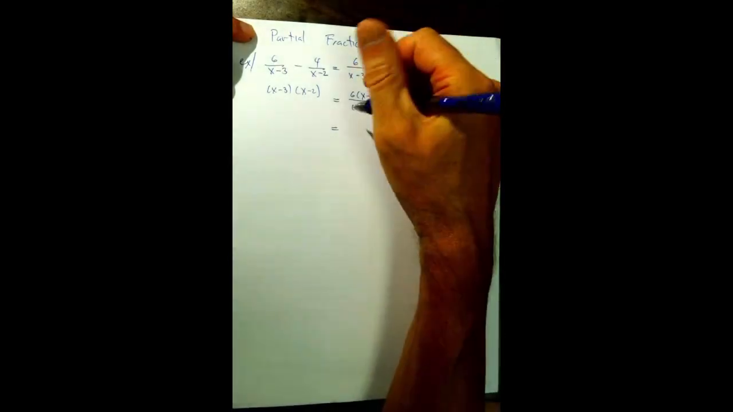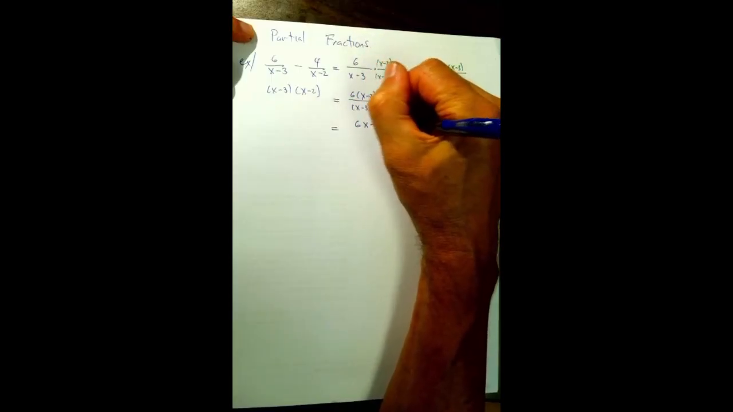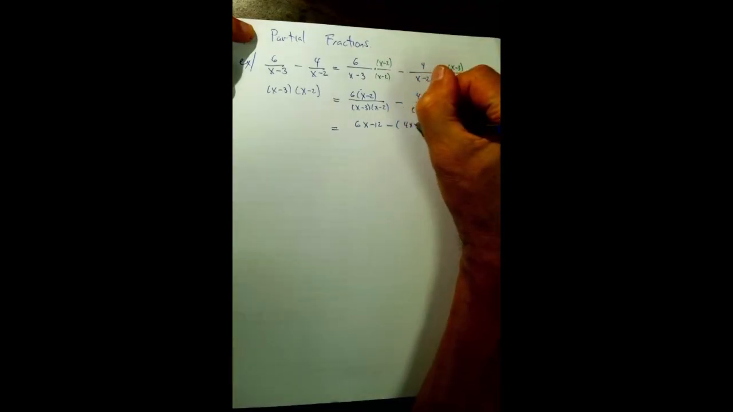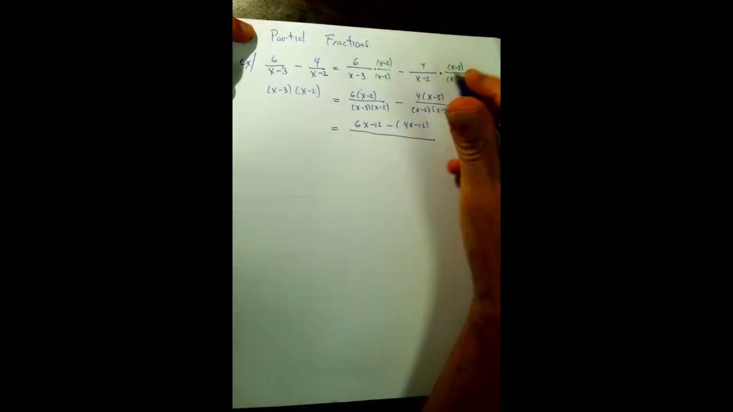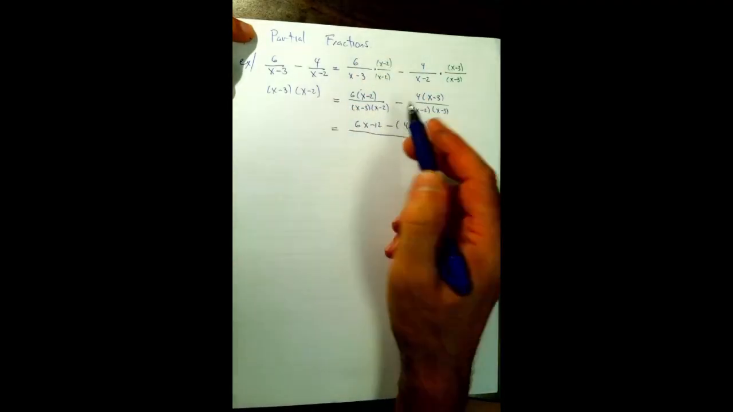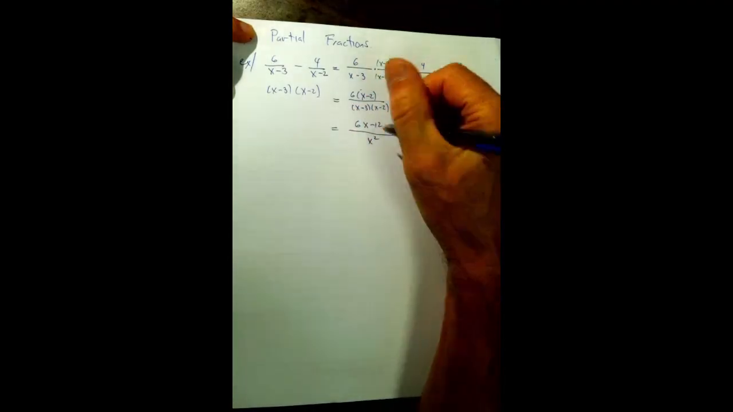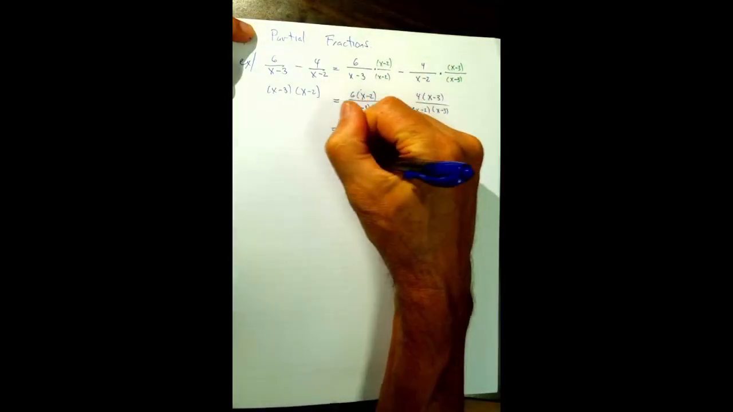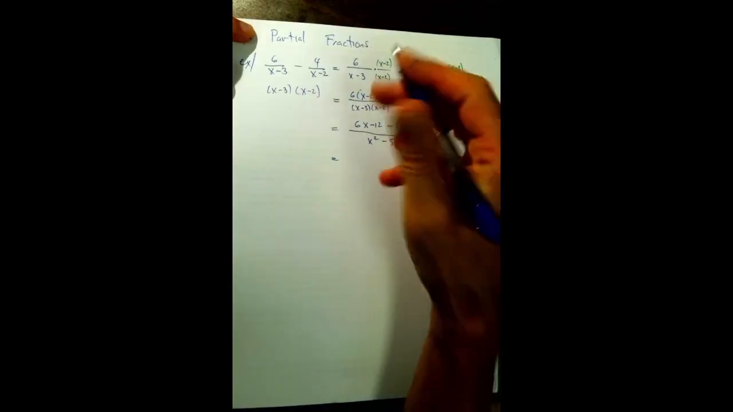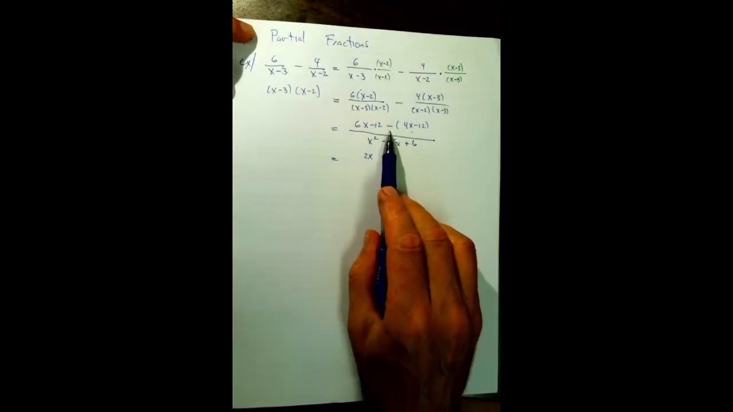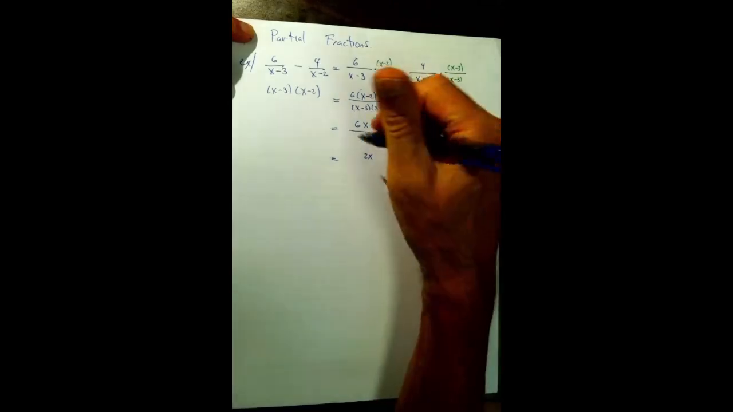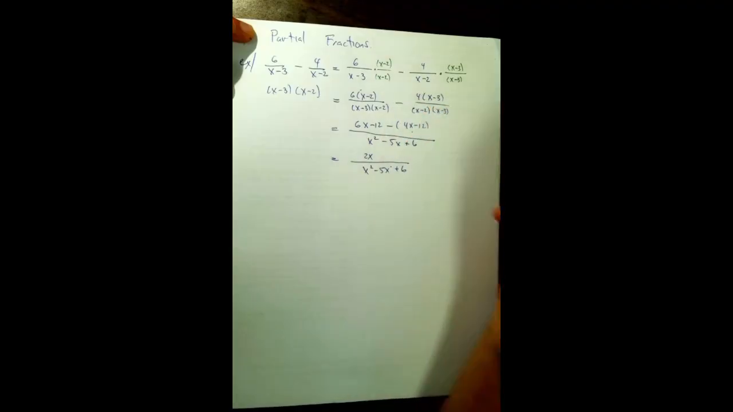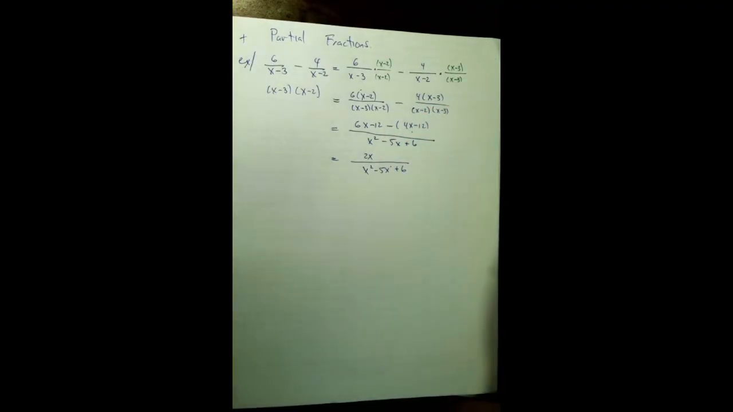When I bring them together, I can take my 6x minus 12 from this term and subtract the 4x minus 12 from that term. The denominator is x minus 3 times x minus 2, and if I expand that out, I can write that as x squared minus 5x plus 6. Now 6x minus 4x is 2x, and minus 12 minus a minus 12 is 0. I end up with 2x over x squared minus 5x plus 6.